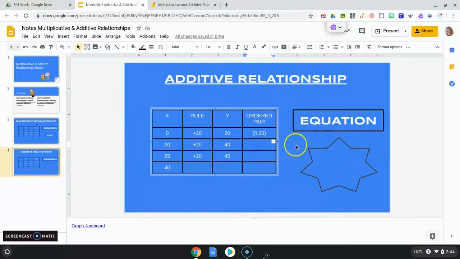Oh, I forgot to do my ordered pair. So up here, this one would be when x is 20, y is 40. And then here, when x is 25, my y is 45. Okay, so if my rule stays the same, if this is x plus 20, then what would be my y value here when x is 40?